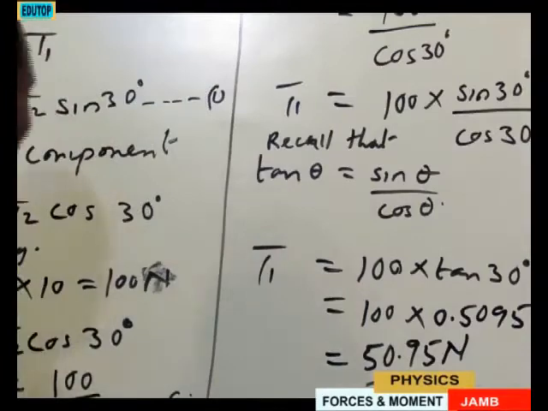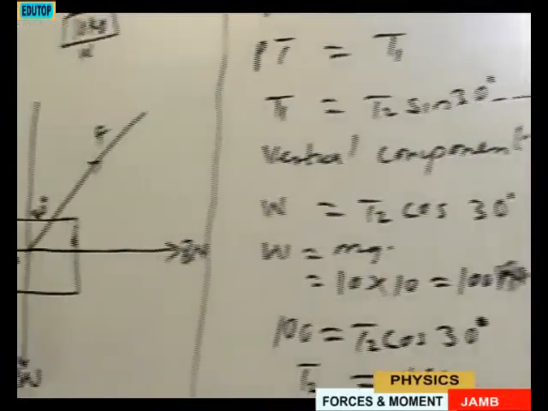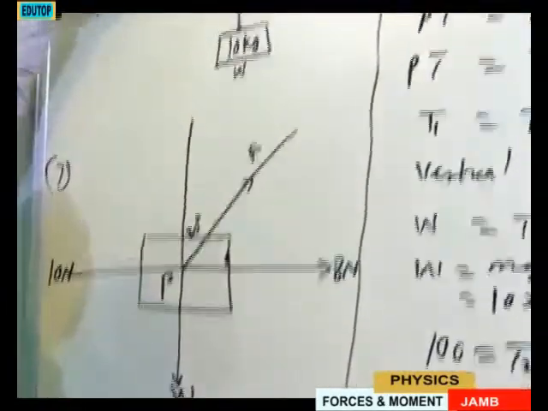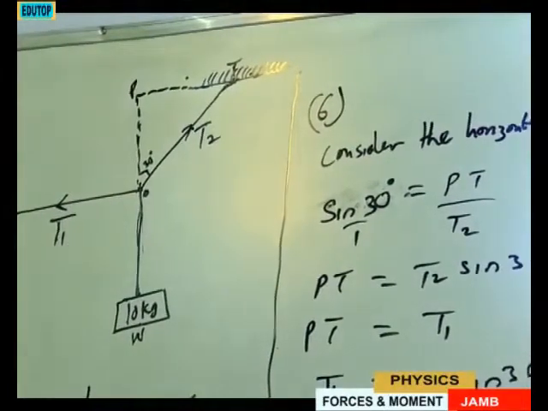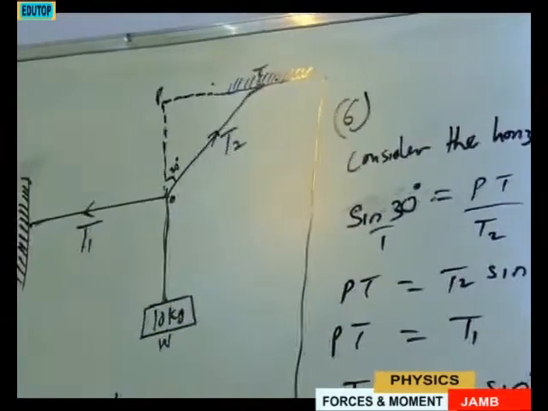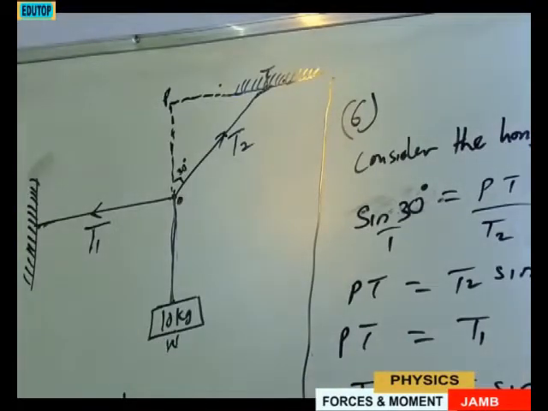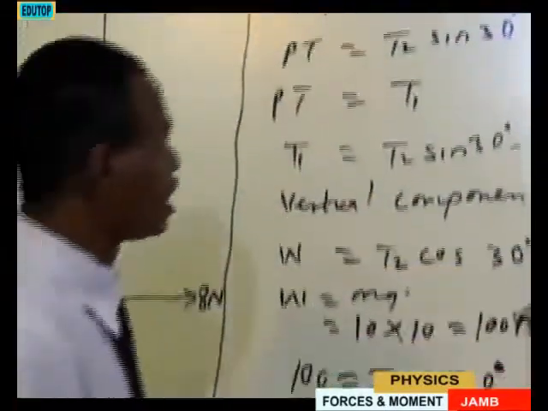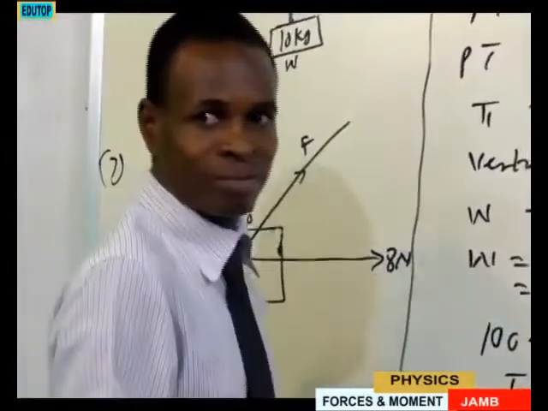50.95 Newton. And that is the value of T1, the tensional force that we are going to derive from this rope. And that's what we are told to get. If we are also told to find T2, we can also get that. Once you have T1, just substitute into equation 2. You get the value of T2. And that is the simple solution to question number 6.